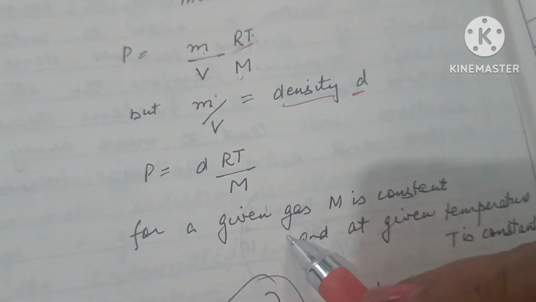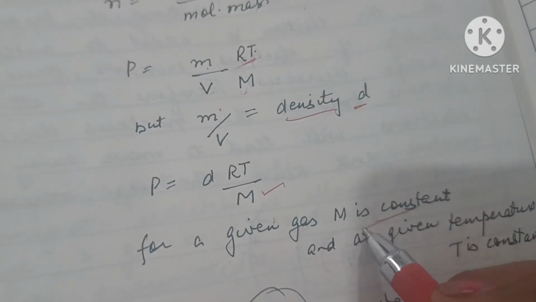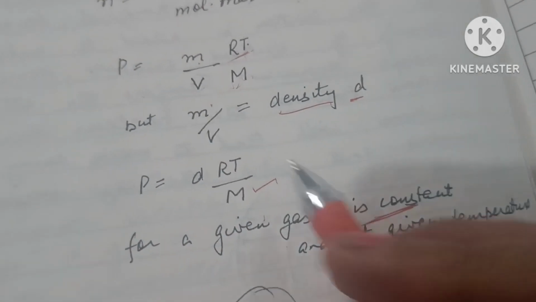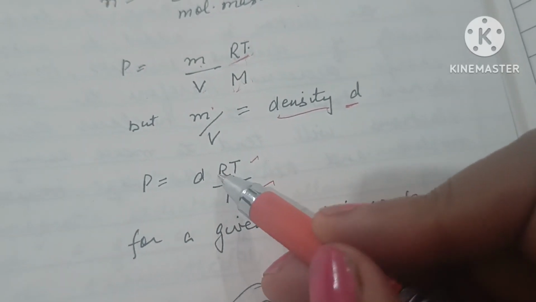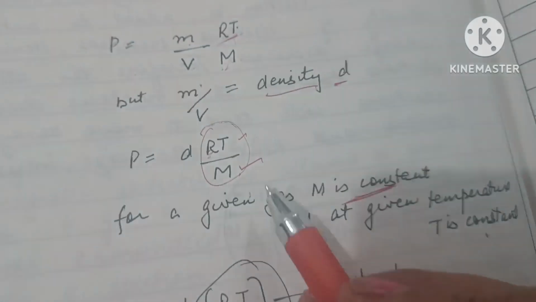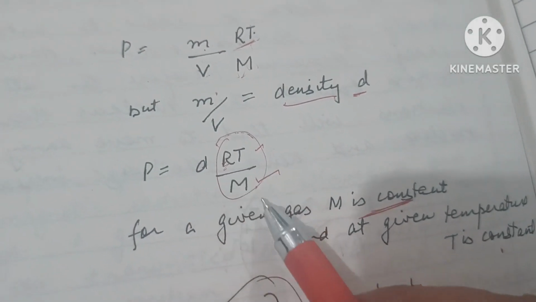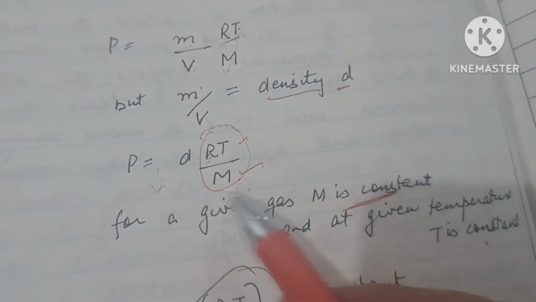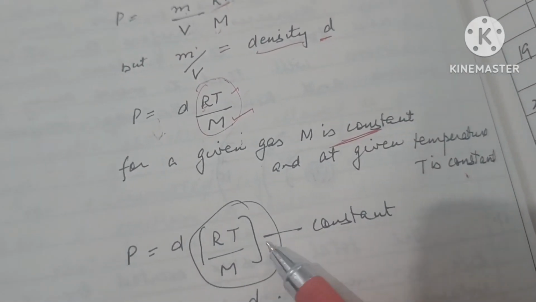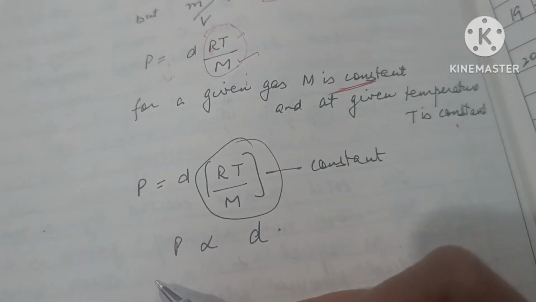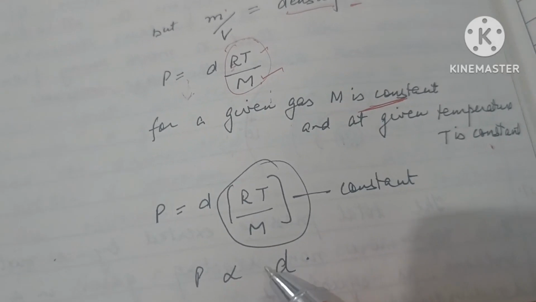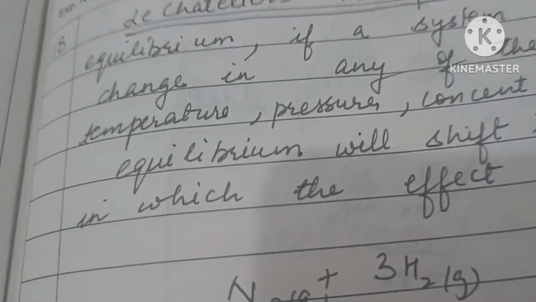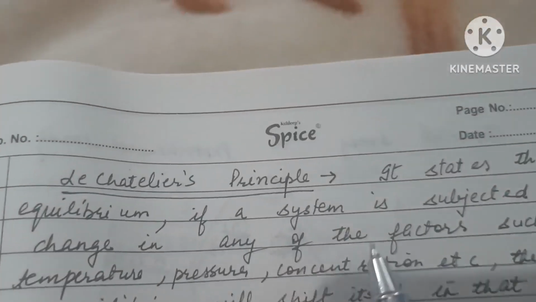Now for a given gas, M, the molecular mass, is constant, and at a given temperature T is also constant. So this is constant, this is constant, this is the gas constant, this is also constant. So P is equal to d into constant values means that if we remove the sign of equality, we get the sign of proportionality by taking out the constants. So we get the relation P is proportional to d.